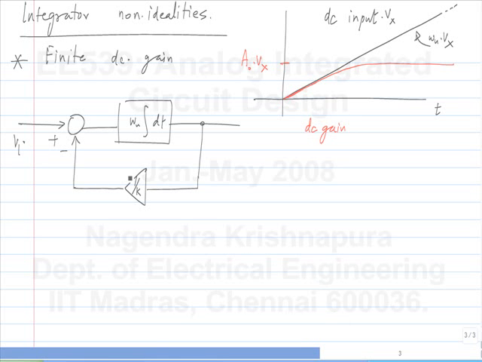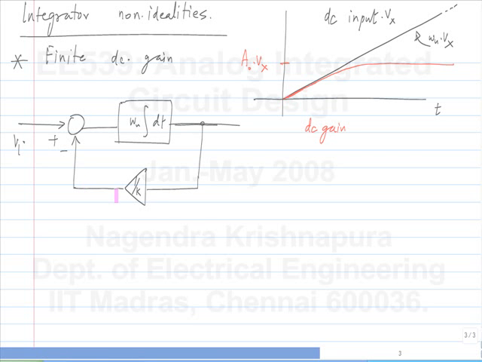Now, when did we say steady state is reached? We said that steady state is reached when it stops integrating. That is when the output is constant. Okay. The output is constant means the input is 0. That means the quantity here is V naught divided by K.